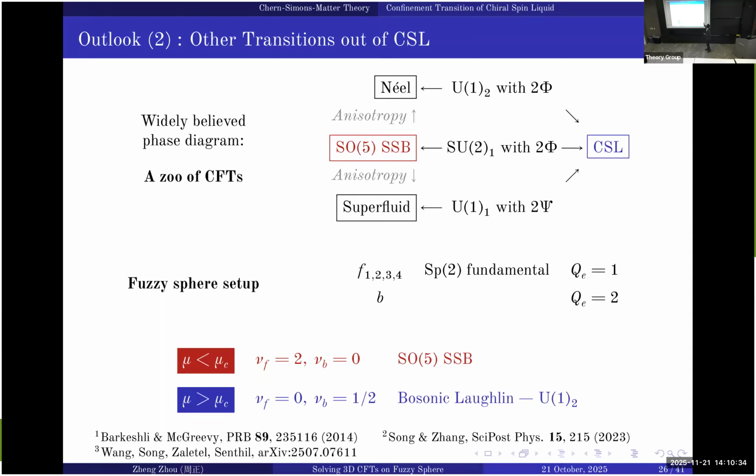And to realize this, for example, the transition between gyrospin liquid and SO5 SSB, on the fuzzy sphere, we only need to replace the number of fermions to 4 flavors and let them carry the Sp2 fundamental or the SO5 spinor. So now, when mu is smaller than mu c, the mu equals 2 integer quantum Hall states become a state that has SO5 spontaneous symmetry breaking, and thus we can realize this transition between gyrospin liquid and SO5 SSB. And by turning on an anisotropy, we can let it flow to the other theory.